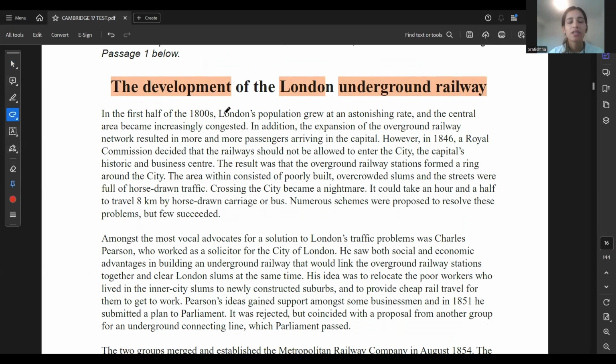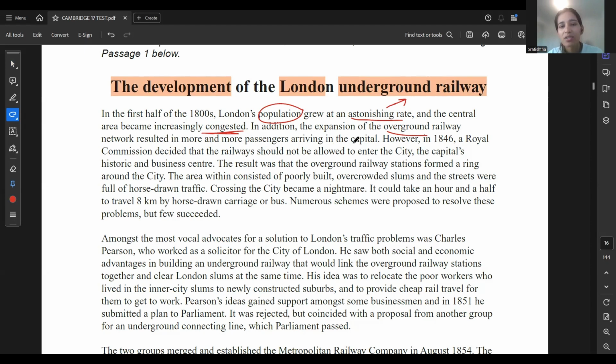Okay. So in the first half of 1800s, London's population grew at an astonishing rate, and the central area became increasingly congested. It means the population is growing, and it is becoming increasingly congested. So now we can figure out that congested means there are a lot of people. In addition, the expansion of overground railway. Overground means over the ground, while underground is something under the ground. Like how our cars work.